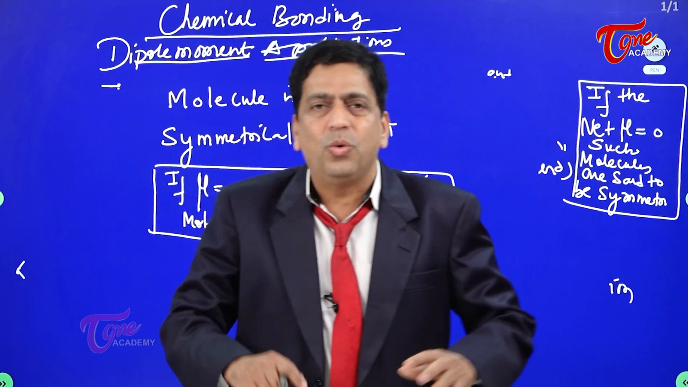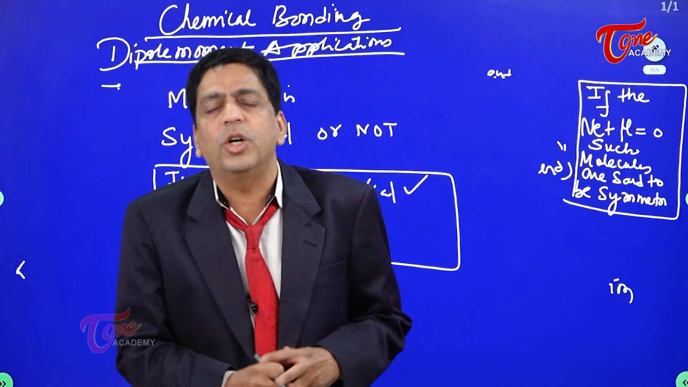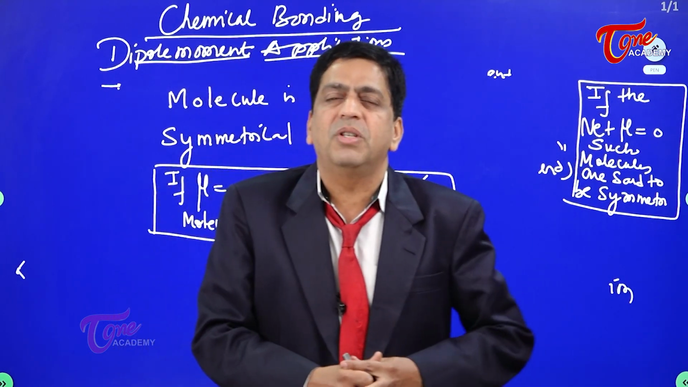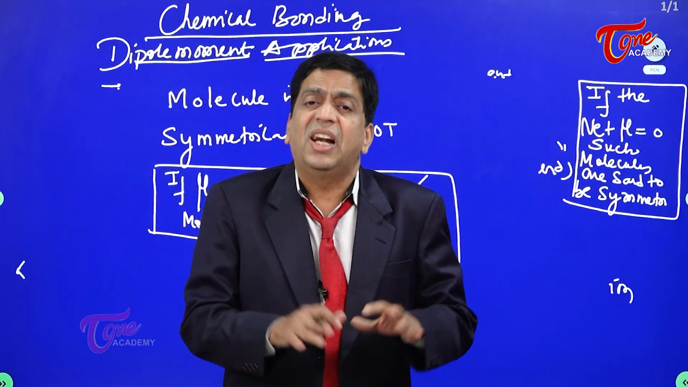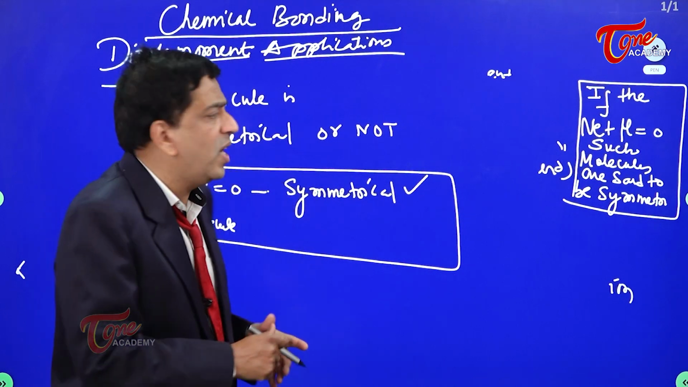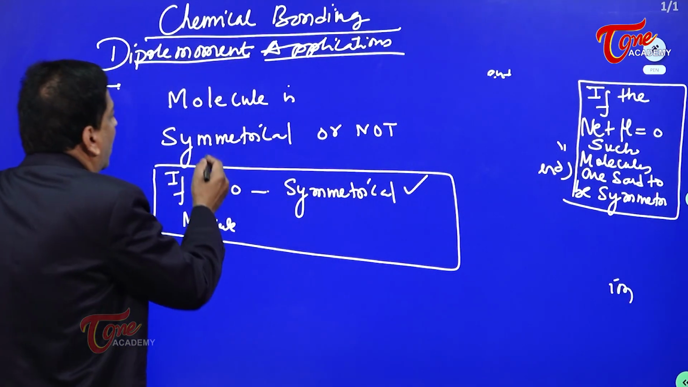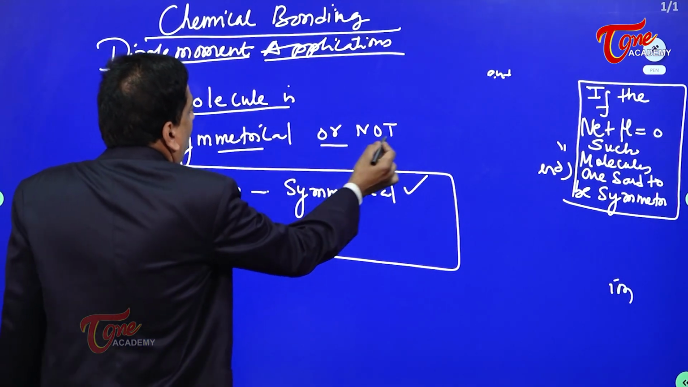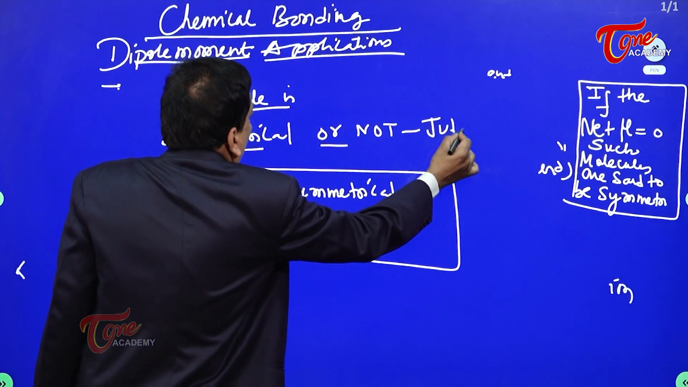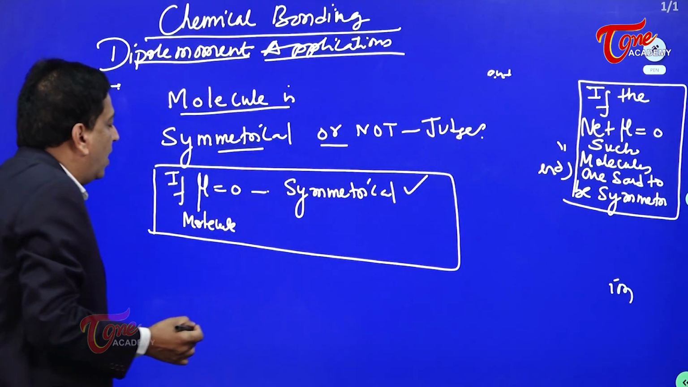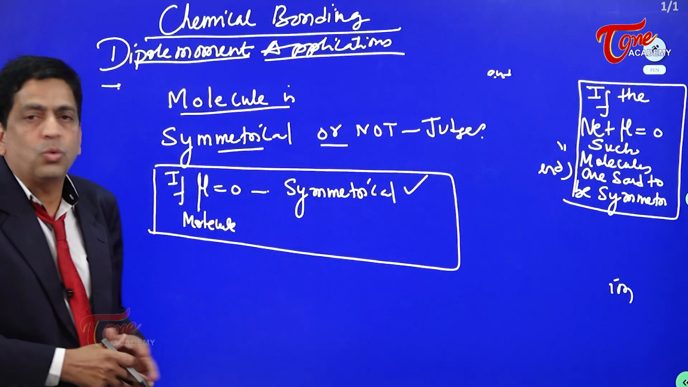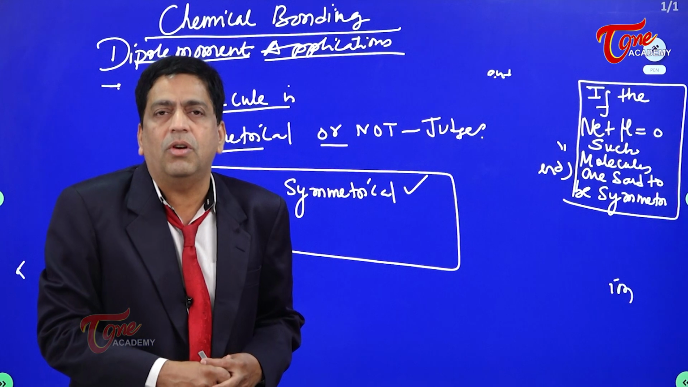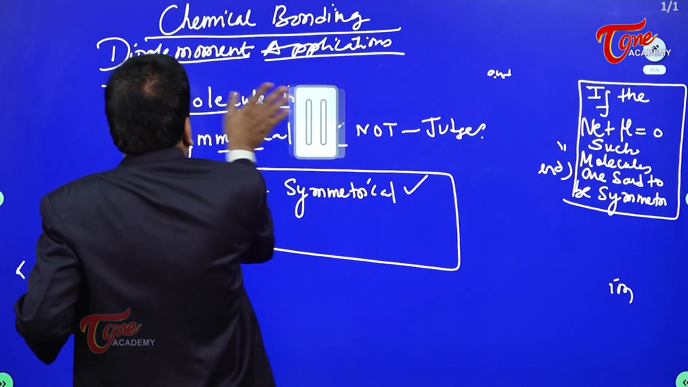Now, if you wanted to get into some details of this, what do you mean by this? Which molecules shall be symmetrical and which molecules will be having such dipole moments to be 0? Let us take few more examples for better understanding. Look into this. If a molecule is symmetrical or not, how do we judge it? If mu is 0 for a molecule, then it is symmetrical. You must understand that. Let's take few examples.